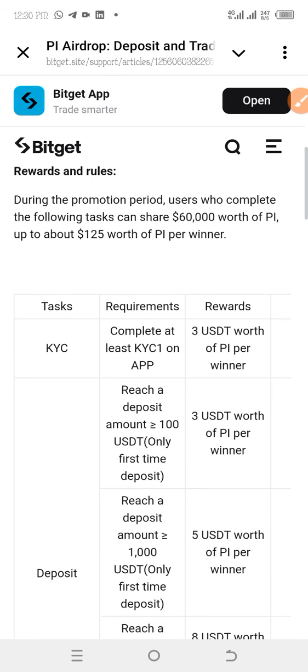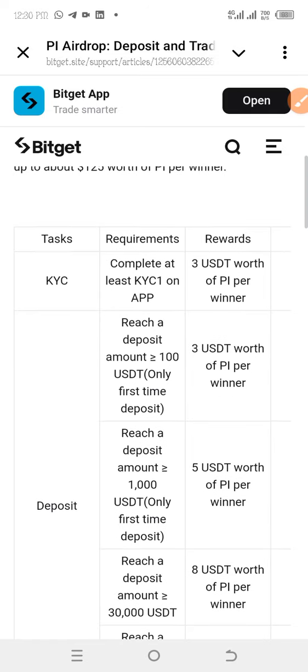Now the first thing is, if you click on the link, register and complete your KYC, you are going to win 3 Pi automatically, $3 worth of Pi. So all you need to do is click on the link, register, complete your KYC, and wait for them to share the 3 Pi.